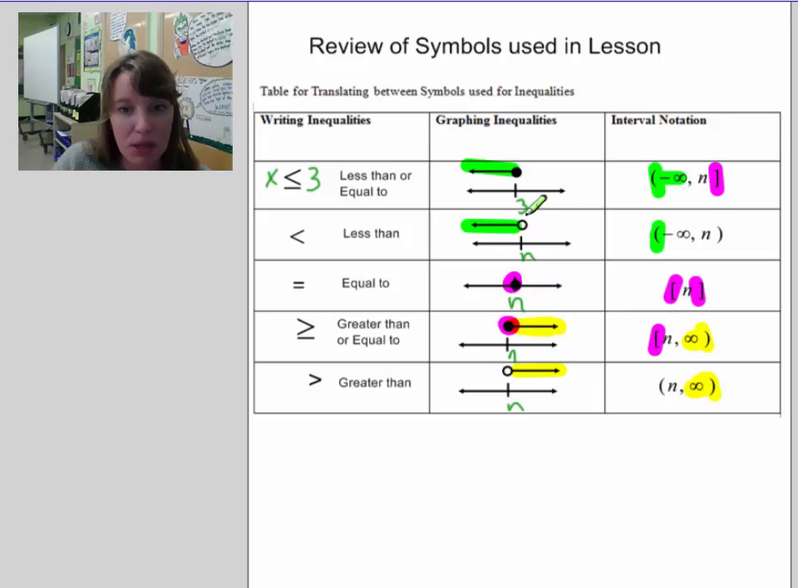And whenever you have an open circle, you're going to use the rounded brackets. So open circle means rounded brackets. Okay, so those are some patterns to notice here.